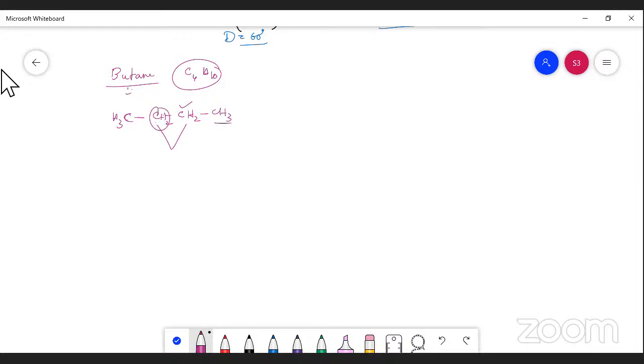So I'll draw the different conformation isomers. The first conformation isomer I'm going to draw: the front carbon has one methyl group and two hydrogens, and the back carbon has a methyl group and two hydrogens.